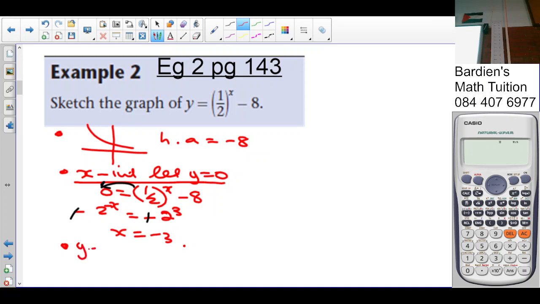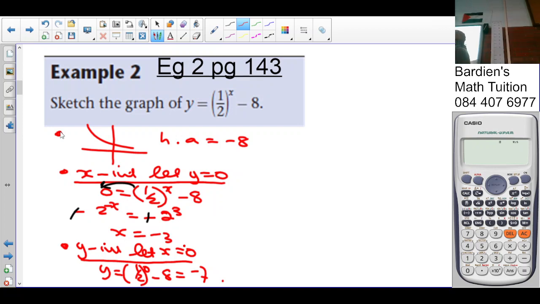Then we do our y-intercept. What do you do for y-intercept? Let x equal to 0. So y is equal to a half raised to the 0, which is 1, minus 8, which is negative 7. Okay, you all agree with that? Yes? But it's our guide. This, of course, is enough information to draw this graph.